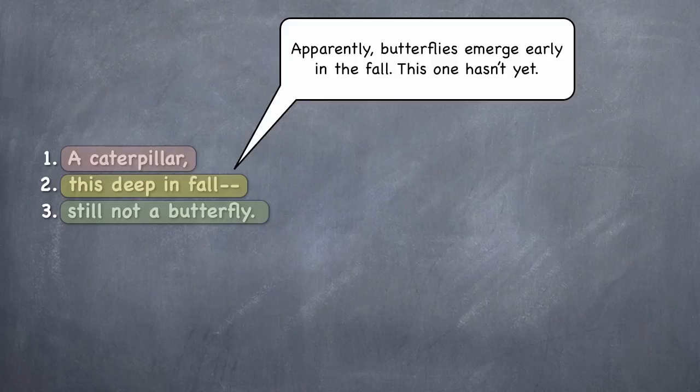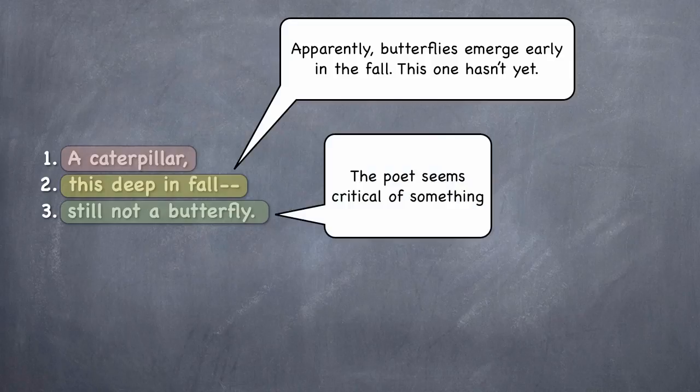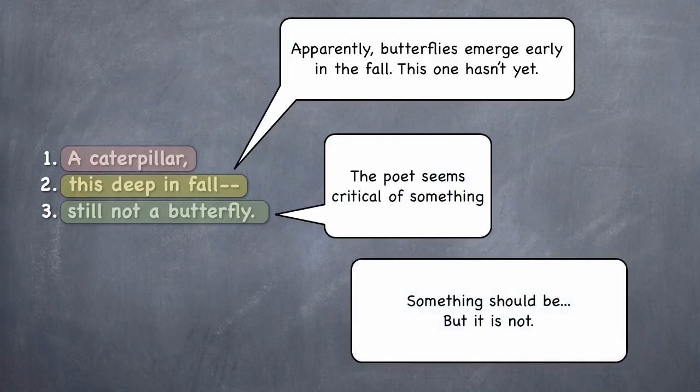Now I'm going to go to part 3. The poet seems to be critical of something. He is unhappy with something. So what is he critical of? What is he unhappy about? Well, something should be, but it is not. Something is A, but it should be B. And he's unhappy with that. Very interesting, right? So this is a criticism of the caterpillar. It should now be a butterfly, but it is not.